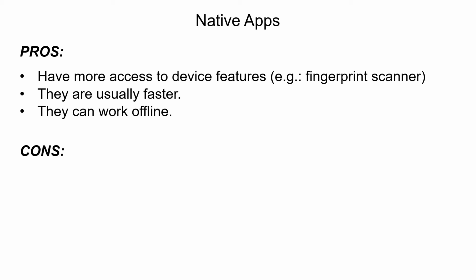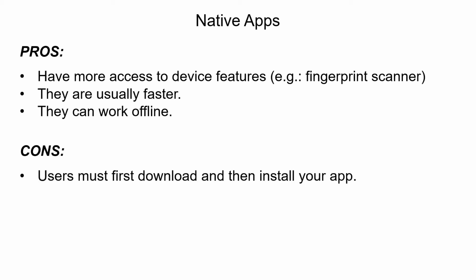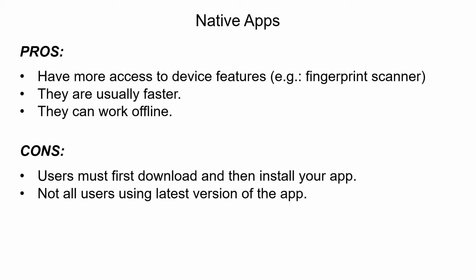Let's look at some of the cons. Users must first download and then install your app. This means it takes longer for a user to start using your app if, for instance, they simply want to try it out. In order for users to get the latest version of your app or to get updates, they have to manually update the application. This then means that not all users of your app are using the latest version of the app.